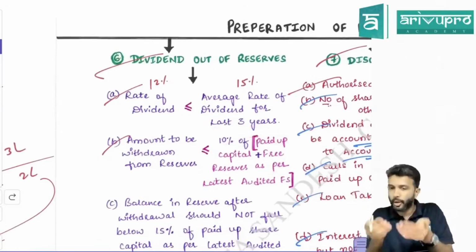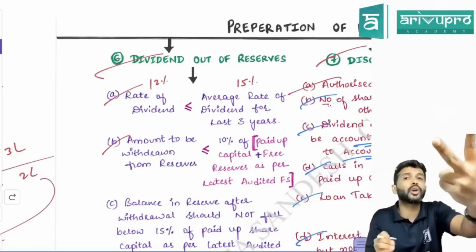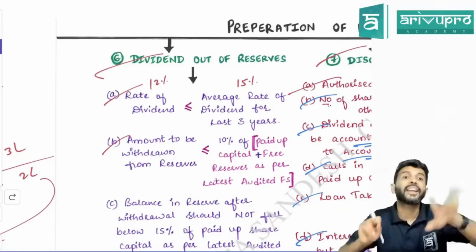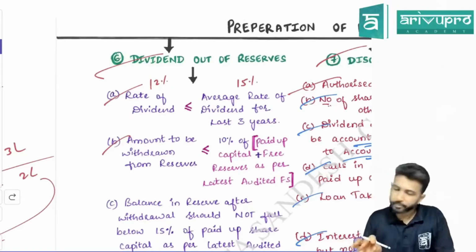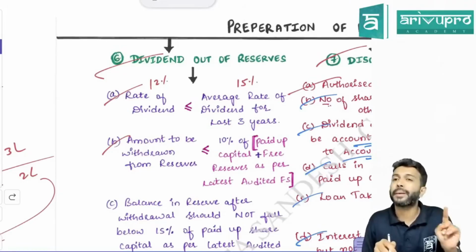Listen, because you may have to quote all this. Because you can't directly write it. If you directly write it, 1 or 2 marks you'll get. You have to write with the condition. So the condition you all have to remember. The amount to be withdrawn from reserve should not exceed 10% of paid up capital and free reserve.